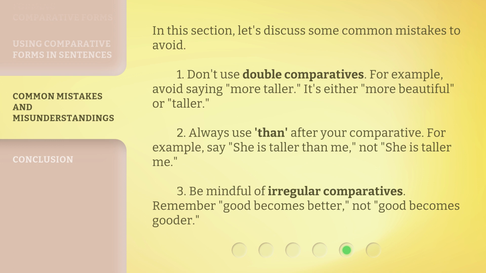2. Always use than after your comparative. For example, say, she is taller than me, not, she is taller me. 3. Be mindful of irregular comparatives. Remember, good becomes better, not, good becomes gooder.